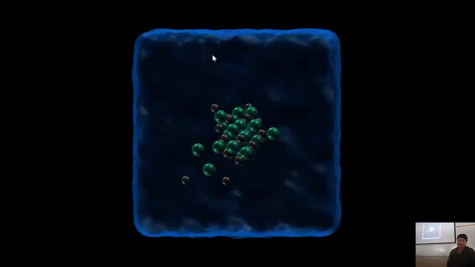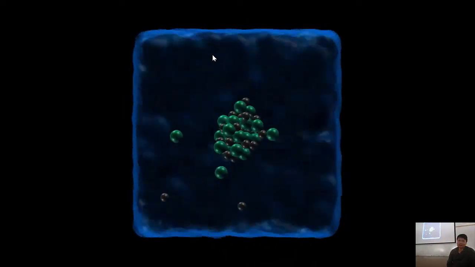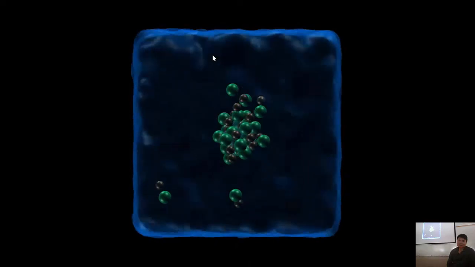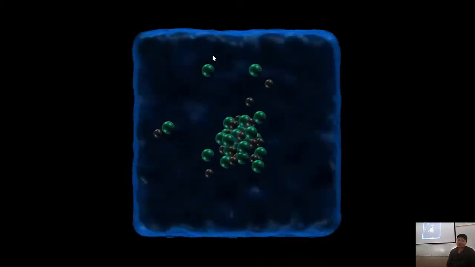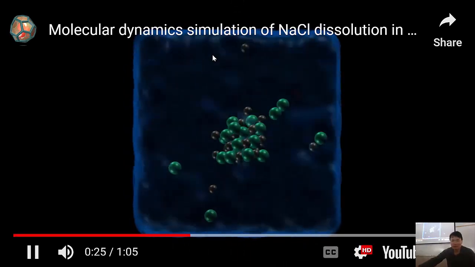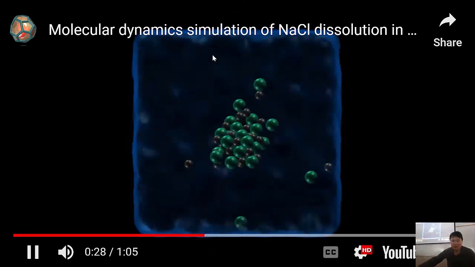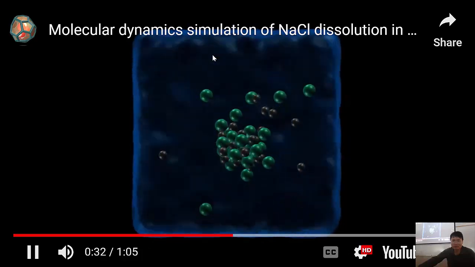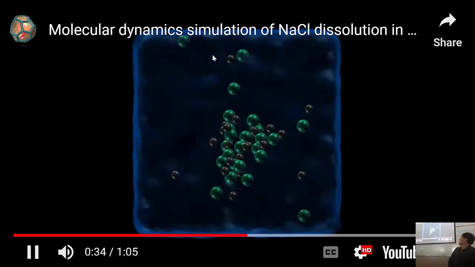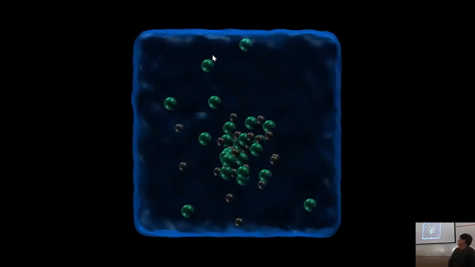The water molecules are moving so fast, huh? They're a blur. This isn't even real time. I'm sure this has been slowed down. It's for salt, right? Yeah. This is sodium chloride, I think, in water.